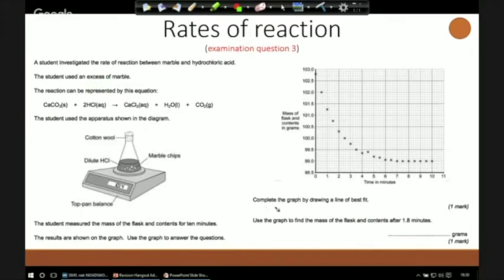Question 1. Complete the graph by drawing a line of best fit. Well, hopefully when you look at this graph, and obviously in your exam, it will be in a lot better detail than this, you should see that we seem to have a strange result here. We seem to have an anomaly. So all you need to do for your mark is just ensure that you miss that.